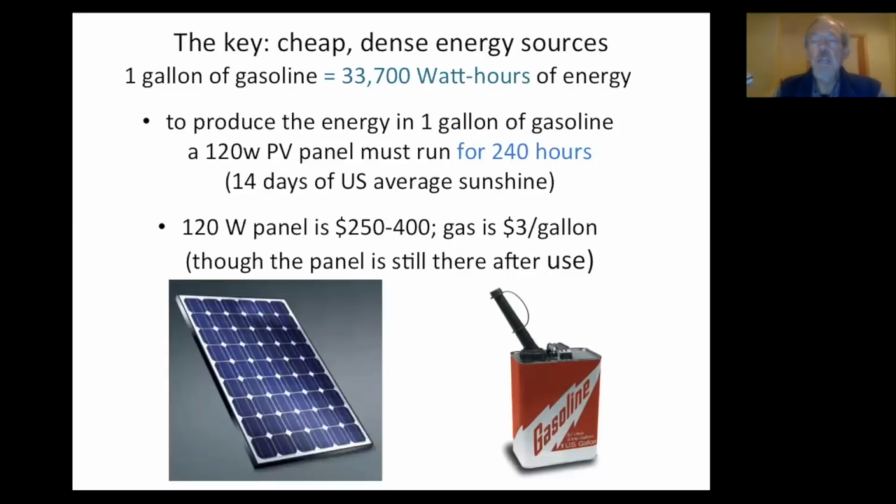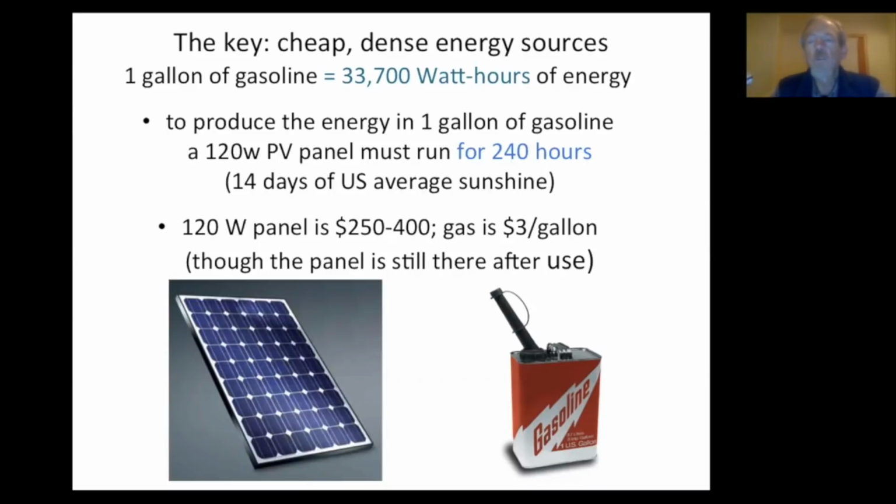So this is the key to our success, is we've got really cheap, really dense energy sources. A gallon of gasoline, just one little tiny gallon, has got all this energy in it. If you were going to try and produce the same amount of energy using a photovoltaic panel, a typical small panel is about 120 watts. So that panel would have to sit in the sun for 240 hours in order to produce the same amount of energy in 1 gallon of gasoline.